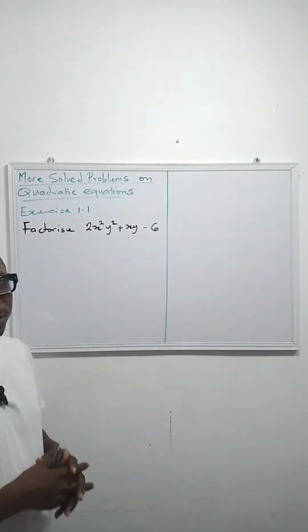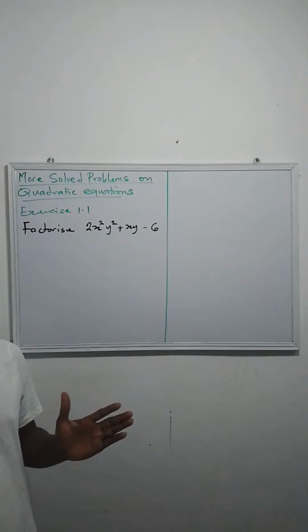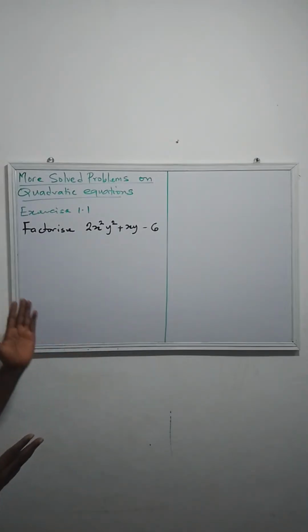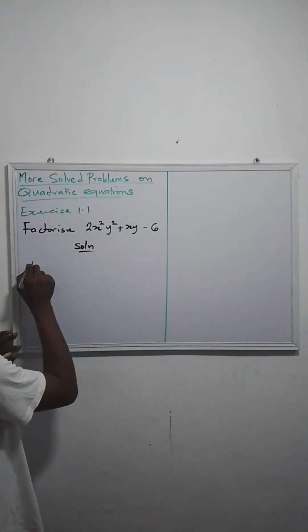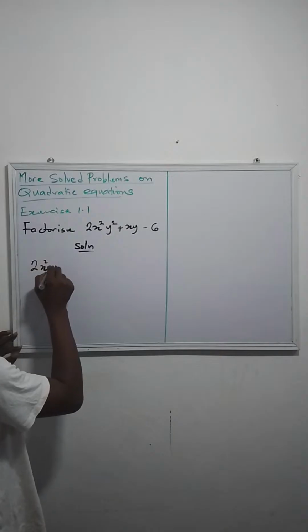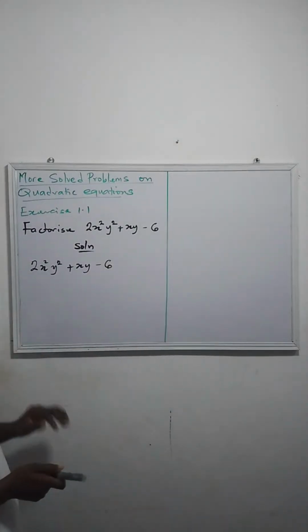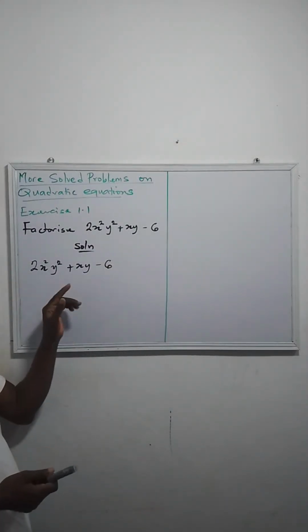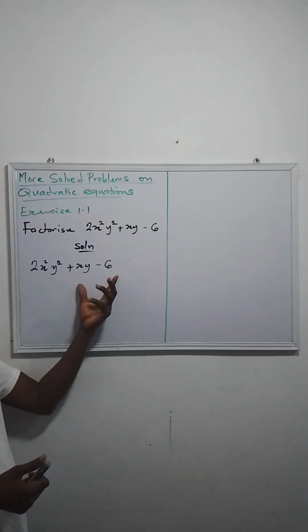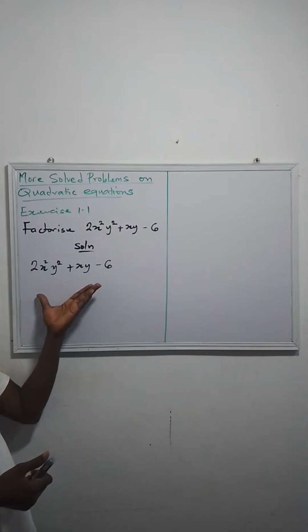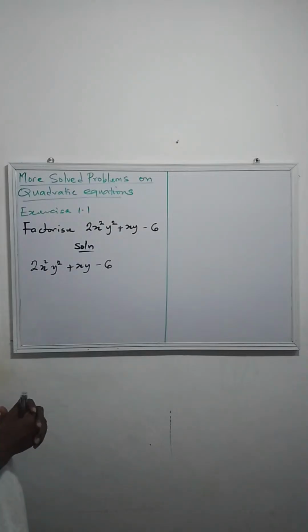The first question we have here is under factorization of quadratic expression. So we want to learn how to factorize this. The question given here: you have to factorize 2x squared y squared plus xy negative 6. To factorize this, the idea is to divide this xy into two parts so that we have 4 terms here. That will make us look for the sum and product of this quadratic expression.